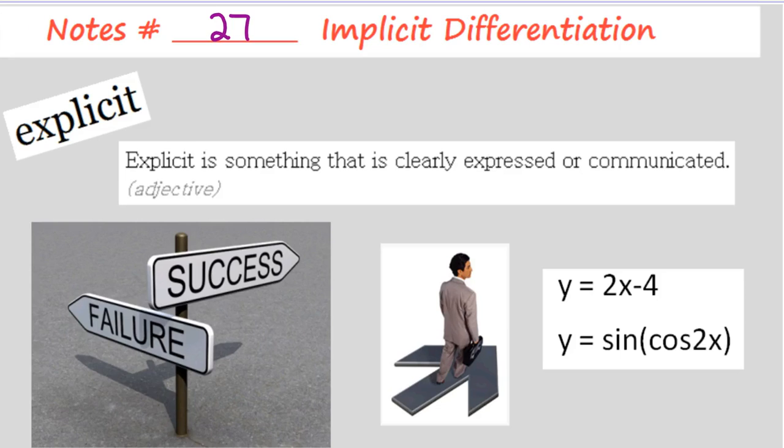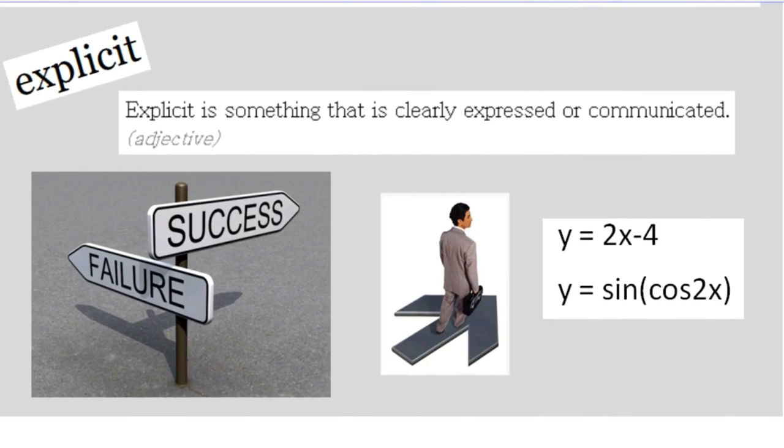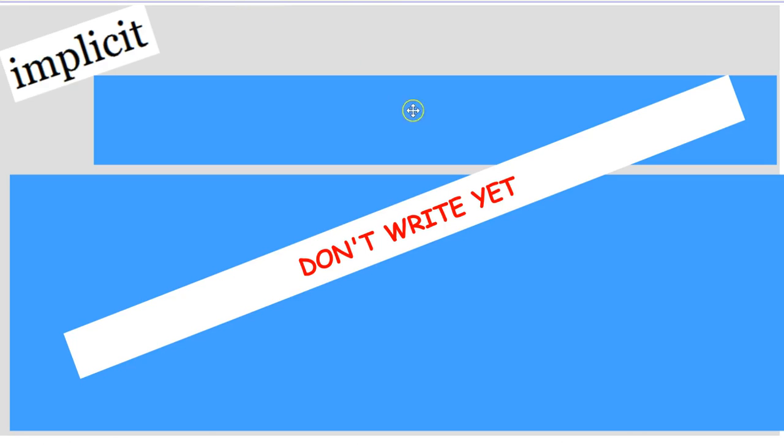So some visuals here. It's pretty clear the direction for failure and the direction for success. It's pretty clear which direction the man needs to walk. And then in terms of math, if you're talking about what is y, it's pretty clear in the first one that y is equal to 2x minus 4. And in the second one, it's pretty clear that y is equal to the sine of the cosine of 2x. So we're going to contrast that with implicit.